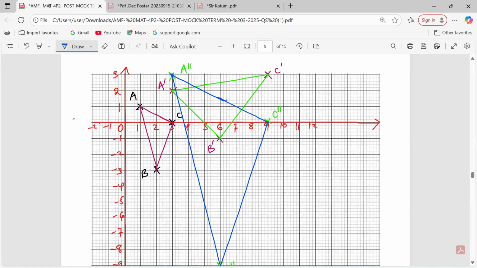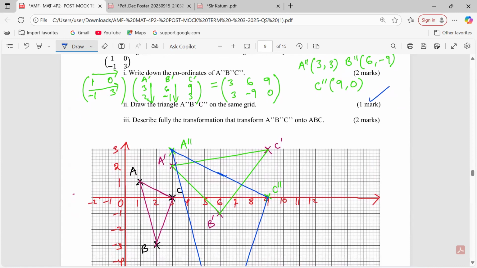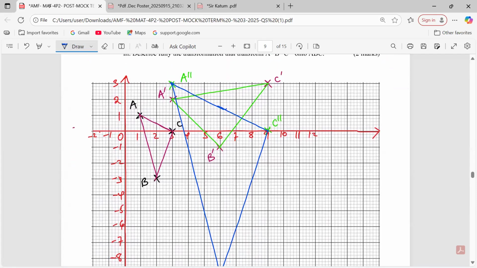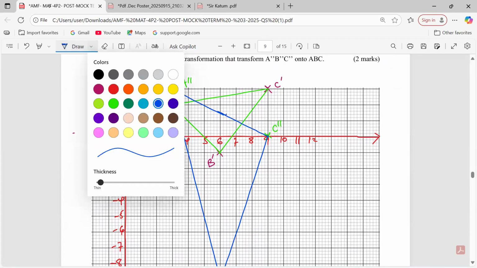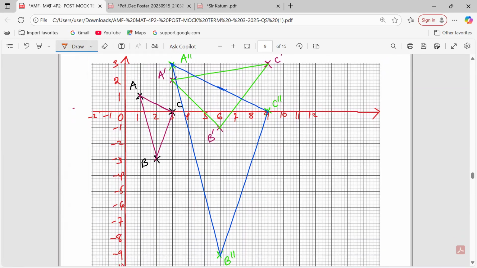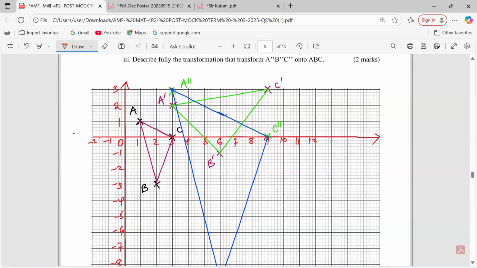Now with this, look at the other question. Describe fully the transformation that transforms the double image back to the original triangle. One thing you're supposed to understand here is that we can use geometry to know what we need here. First, we can see that it is an enlargement. So what we are doing is now looking at the enlargement scale factor and all that.